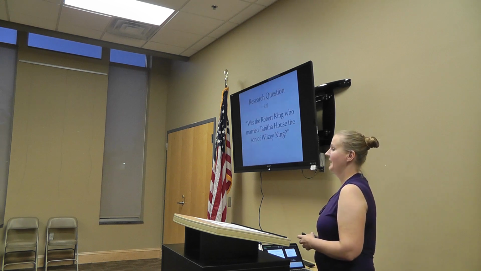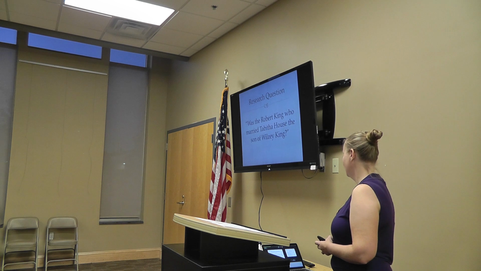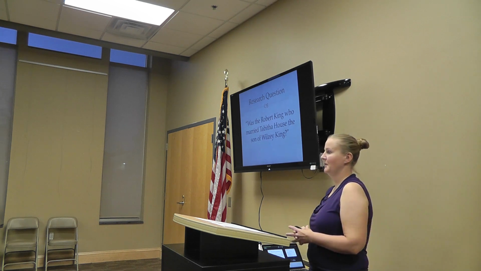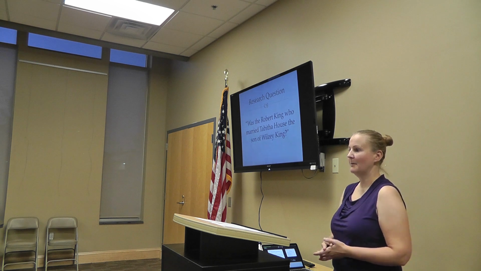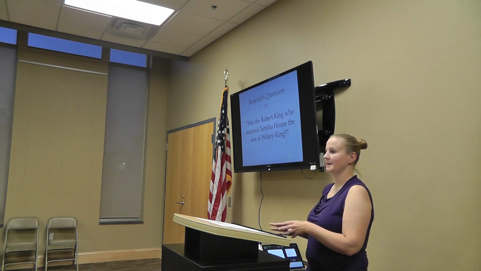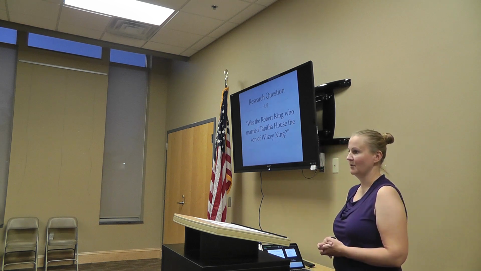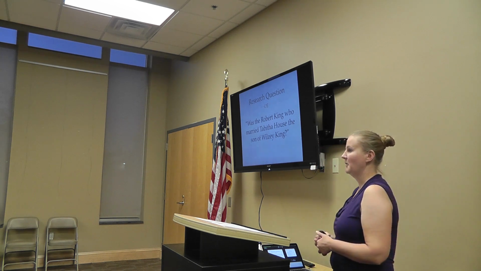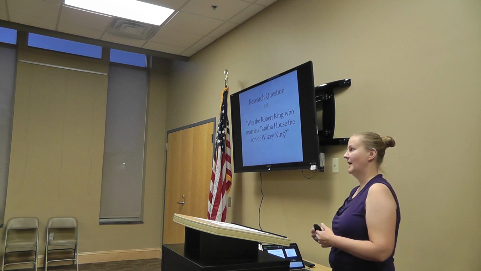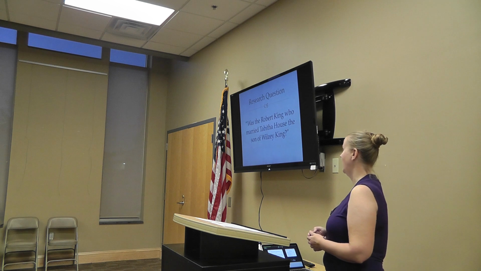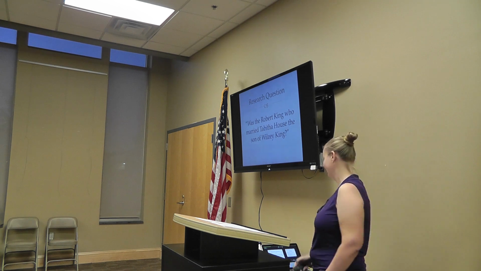So my question then became, was the Robert King who married Tabitha House the son of Wilsie King? Okay, so I've identified my Robert King. I've identified which one he is. He is the one that married Tabitha House. And then I've identified a possible father for him. So I want to be able to provide evidence that Wilsie King was his father. So I'm going to do that, hopefully.